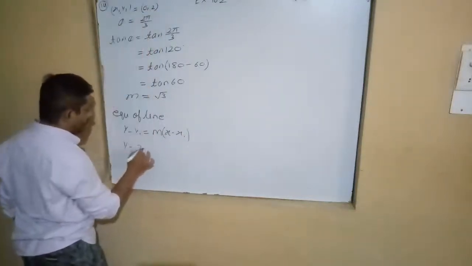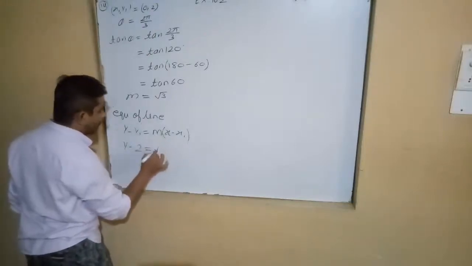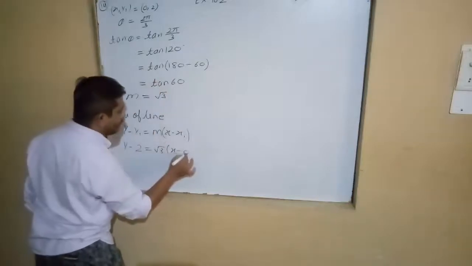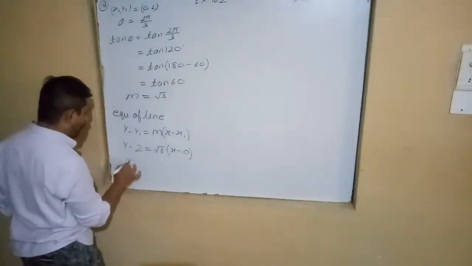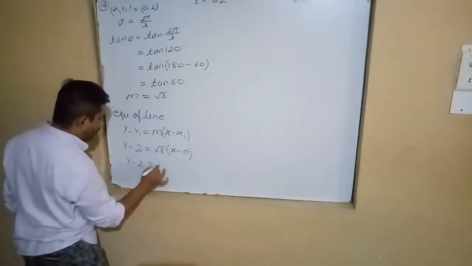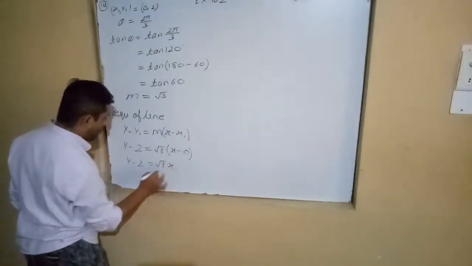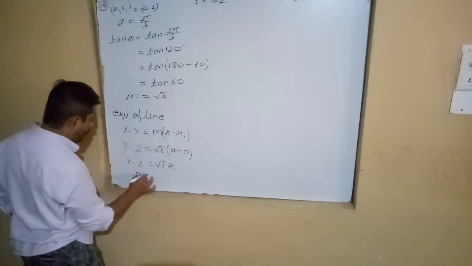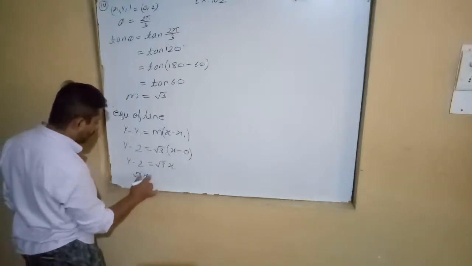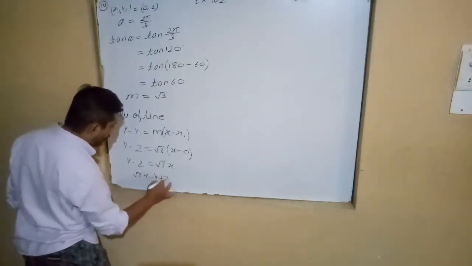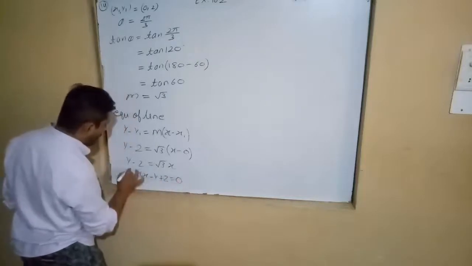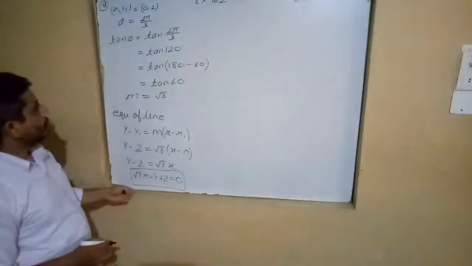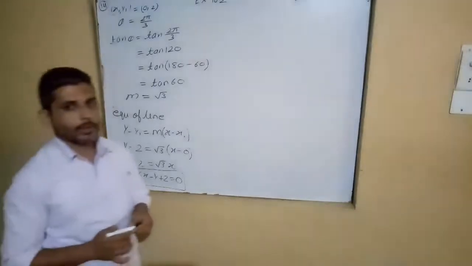2 is equal to n, means root 3, and x minus x1. What is the x1 here? 0. So y minus 2 is equal to root 3x. In other words, we can say root 3x minus y plus 2 is equal to 0. This is the equation of line. So till here we solved the first part of our question.